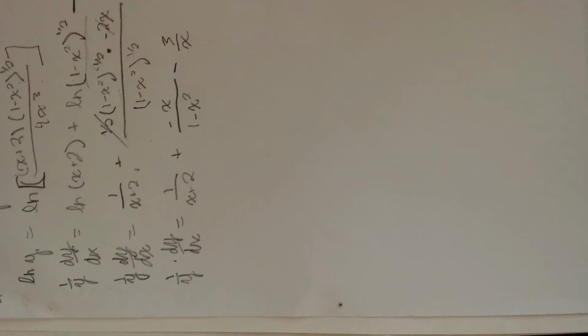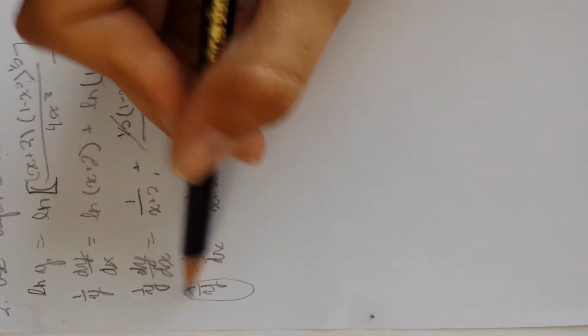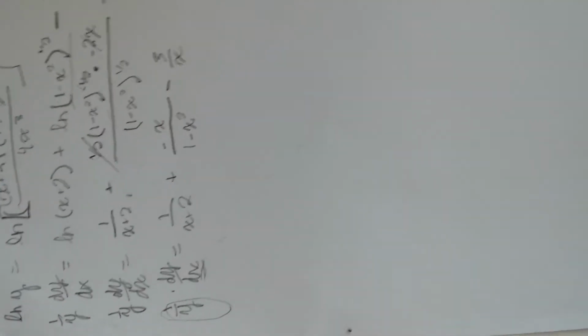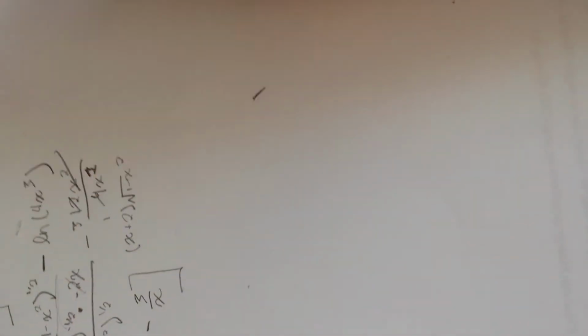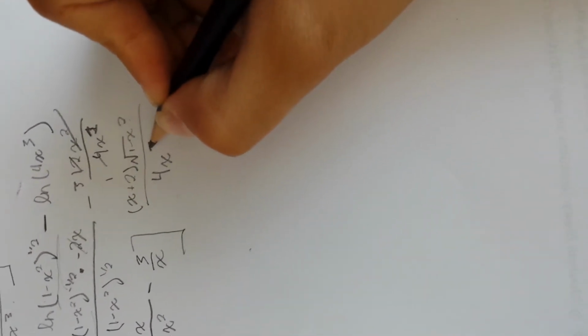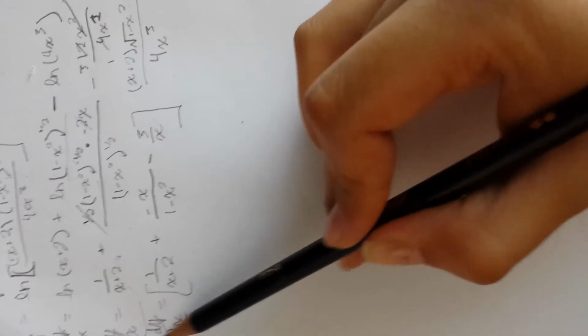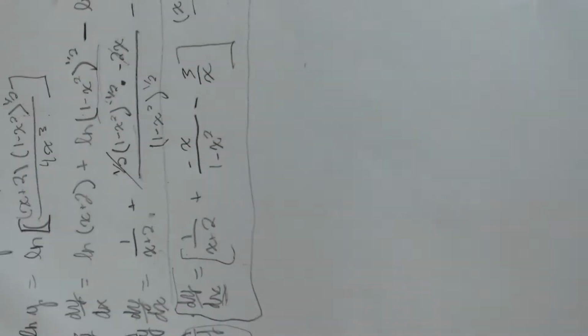So all we need to do now is multiply by this y right here, because you're trying to find the derivative and you need to get that alone. So multiply this equation by your y, which is your x plus 2 times the square root of 1 minus x squared, all over 4x cubed. Sorry for the view. And yeah, this whole thing is your final answer. It's long.